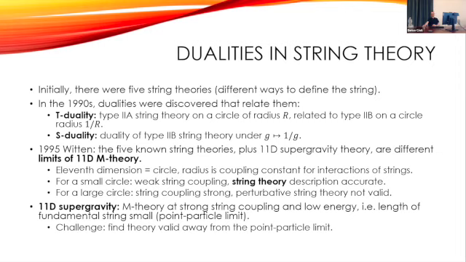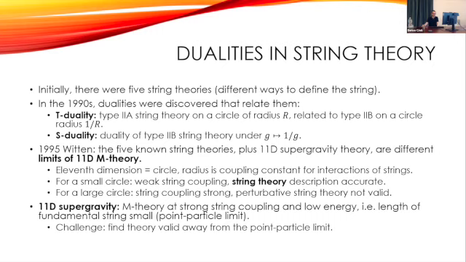And then Witten in 1995 discovered that the 5 string theories plus 11-dimensional supergravity were all different limits of a single underlying theory. The idea was that the 11-dimensional circle's radius is the coupling constant of the string theory, and we had the formula a couple of days ago. So for a small circle, we have a weak string coupling, and the string theory description should be accurate, while for a large circle, the string coupling is strong and the perturbative string theory description is not valid. He also conjectured that 11-dimensional supergravity comes in when the circle becomes large, because then we go to 11 dimensions.